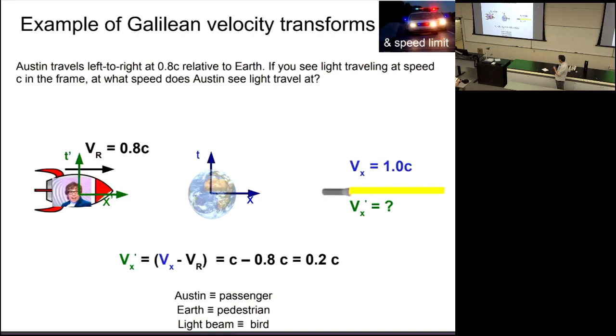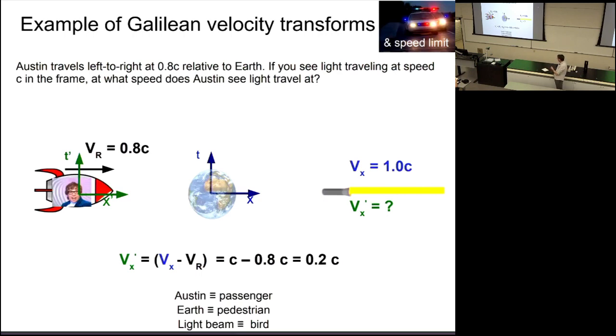And our question is going to be, the flashlight light is traveling at 100% of the speed of light from the Earth reference frame. What velocity does Austin see the light travel at in his reference frame?